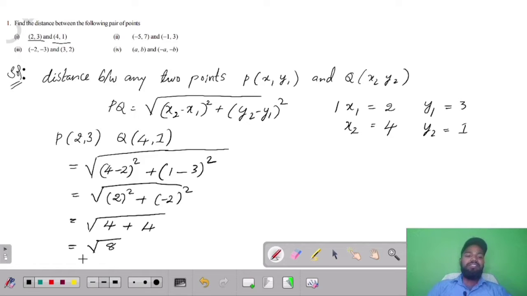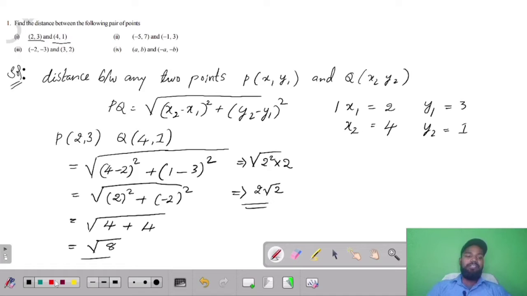We can write root 8 as root of 2 square into 2. 2 square is 4, and 4 into 2 is 8. From the root we get 2 outside, so we can write it as 2 root 2. So this is your distance, the PQ distance, the distance between the 2 points.